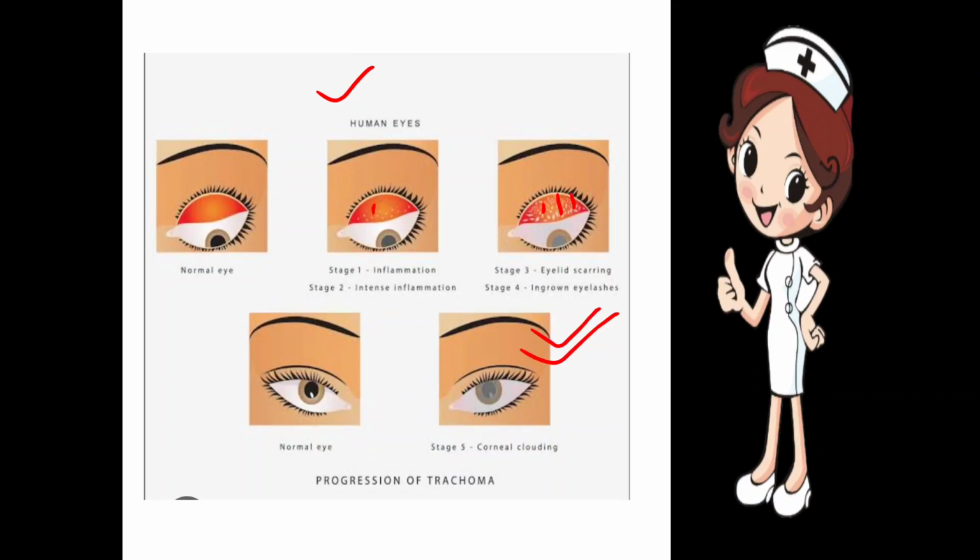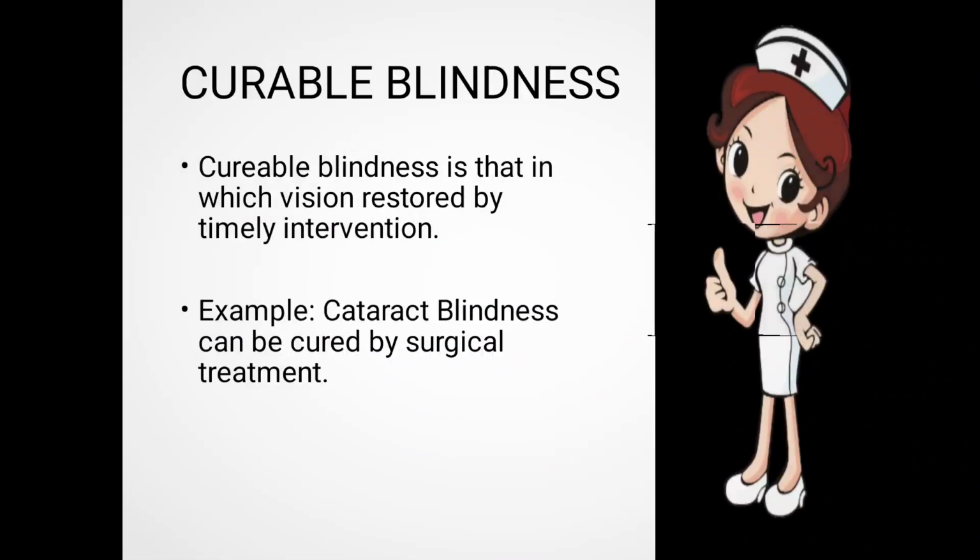In this way there is a progression of trachoma, and trachoma can lead to blindness, but it is a cause of preventable blindness, because it can be prevented when treated in time. If it is not treated in time, then it gets converted into blindness, and the person becomes blind for a lifetime. Next one is curable blindness.